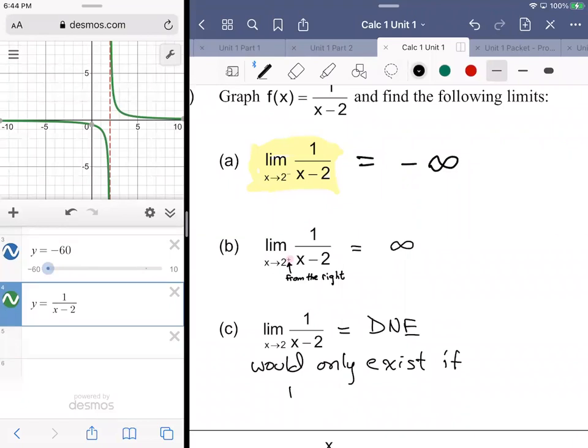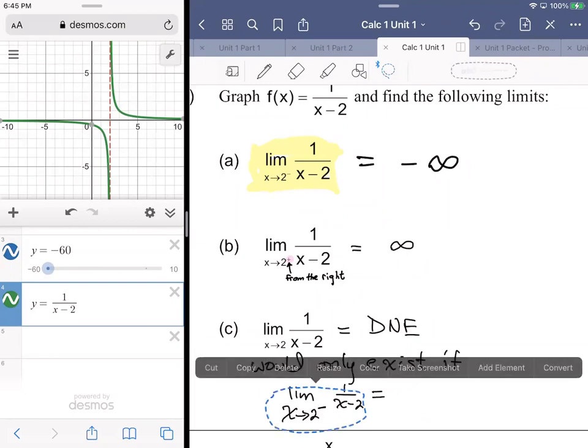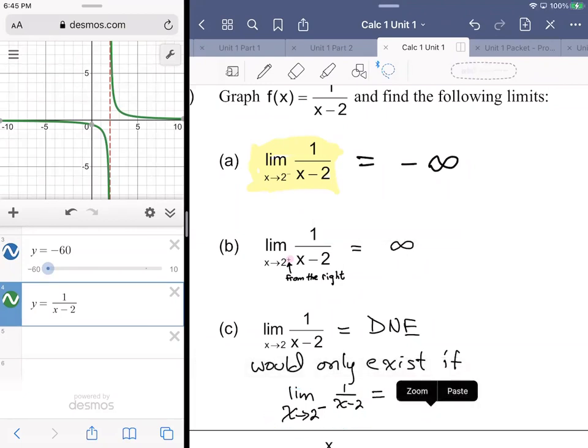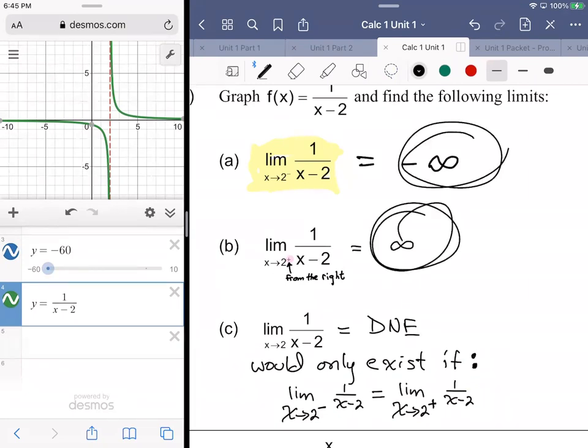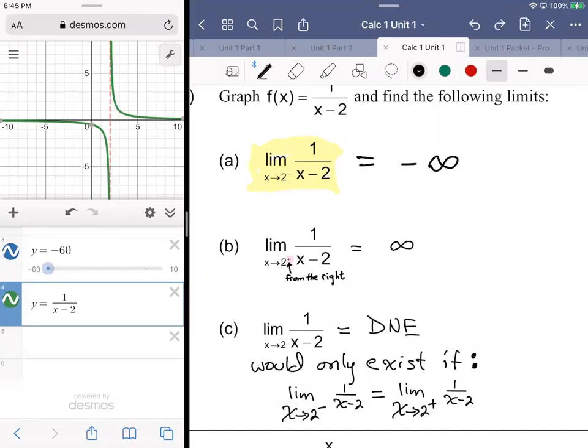if the limit as x approaches 2 from the left of 1 over x minus 2 was the same as the limit as x approaches 2 from the right of 1 over x minus 2. All right, it would only exist under those circumstances. So if they were both infinity, your limit would be infinity. If they were both 2, your limit would be 2. But because these are different from one another, this one and this one, the limit does not exist.